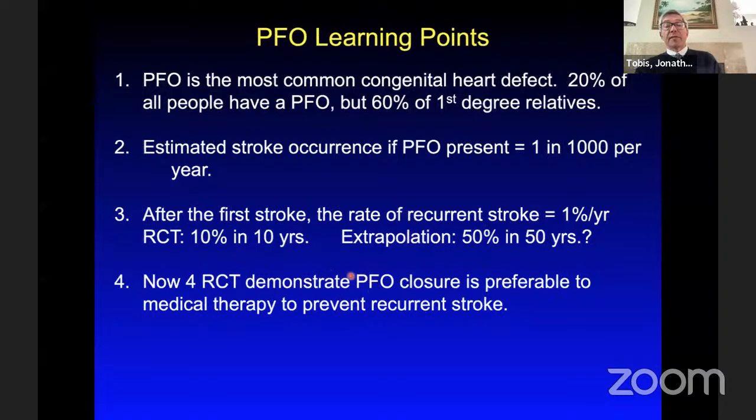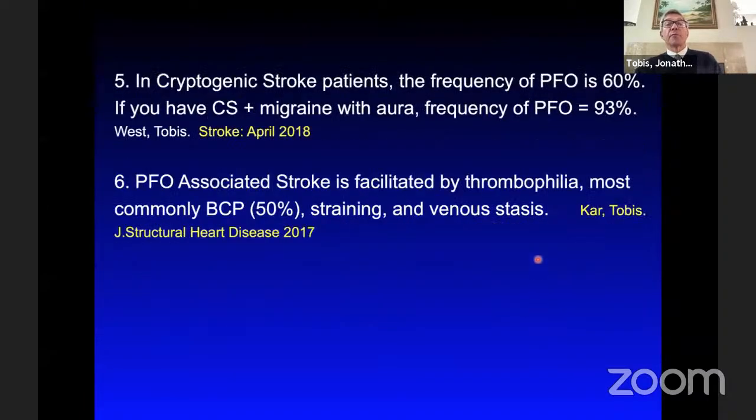So now the randomized clinical trials have demonstrated that PFO closure is preferable. And I think I described this before. The frequency of PFO is 60% in people with cryptogenic stroke. But if you have a history of migraine with aura and cryptogenic stroke, then the frequency is 93%.